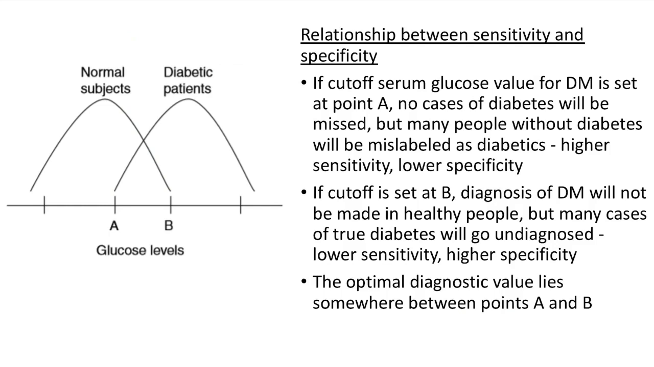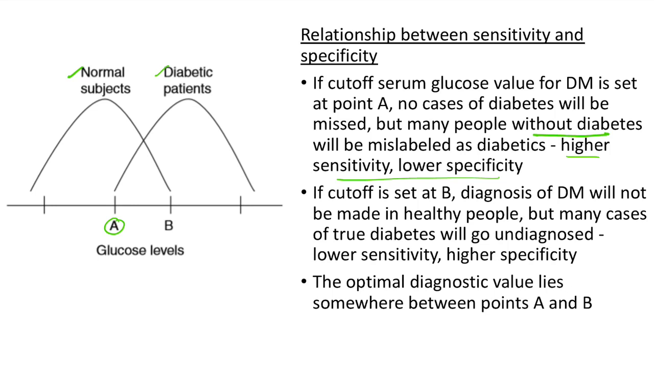Now let us see about the relationship between sensitivity and specificity. This curve shows normal subjects and this curve shows diabetic patients. If cutoff serum glucose value for diabetes mellitus is set at point A, no cases of diabetes will be missed, but many people without diabetes will be mislabeled as diabetics. That is, point A has higher sensitivity and lower specificity.